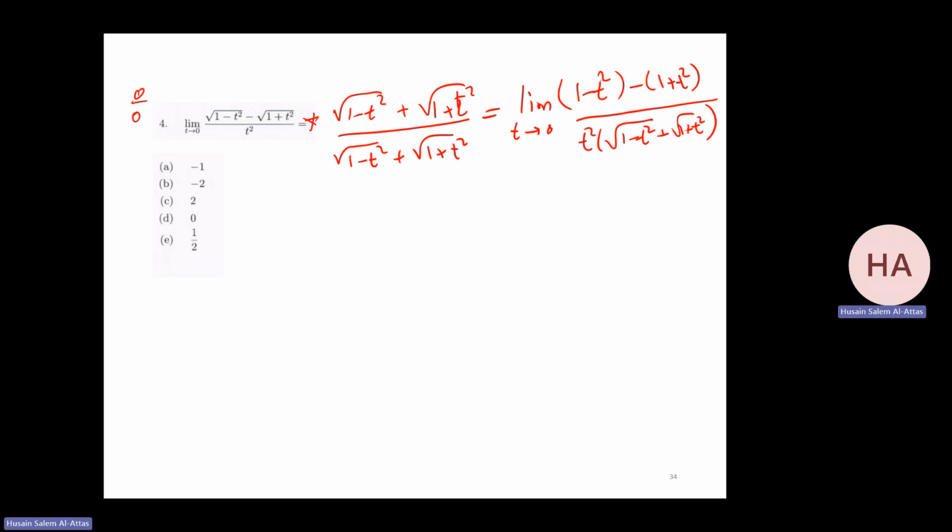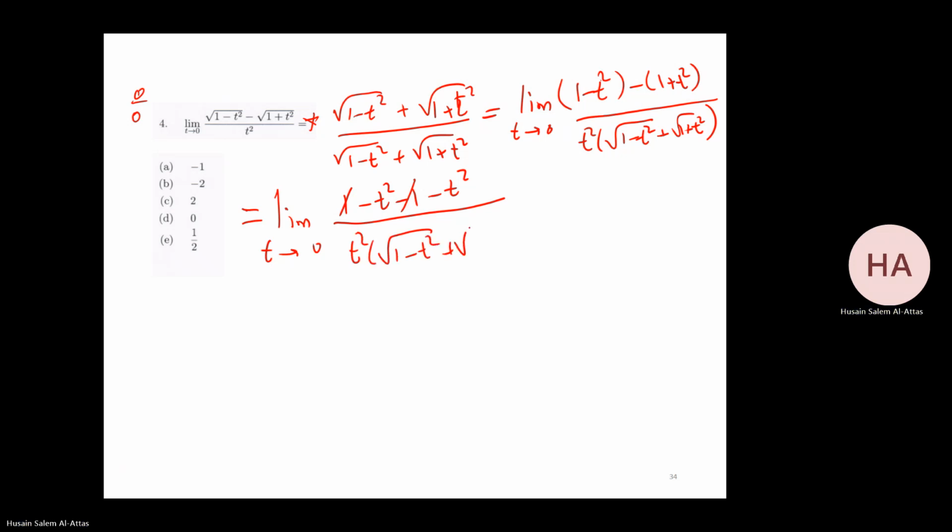Okay, that gives me what? In the numerator, I have what? Let me do it. Here we have 1 minus t squared minus 1 minus t squared. So this is cancelled, over t squared. Okay, so I have minus 2t squared, cancel with these two. Let me do it in steps. Minus 2t squared.